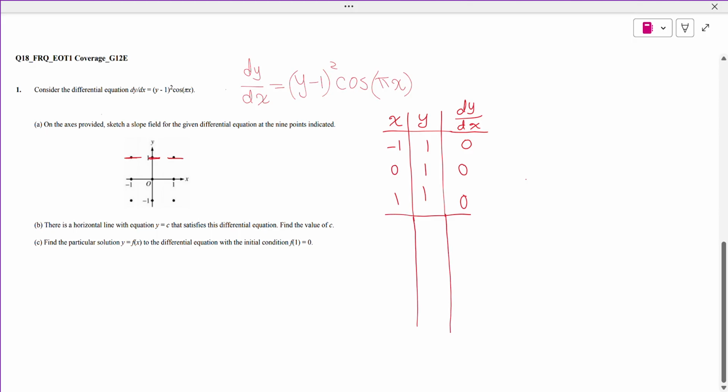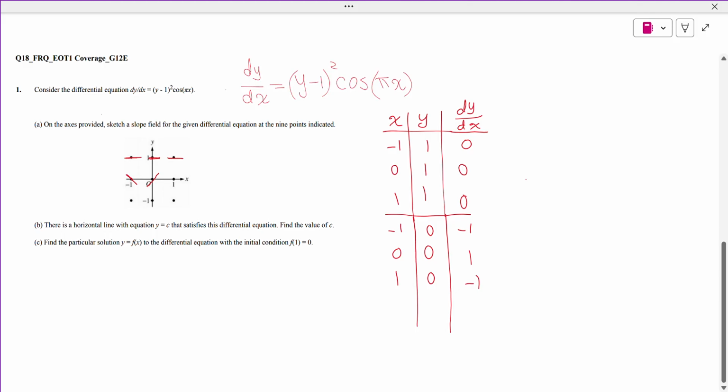doing it for the second row. We have negative 1 and 0. We have 0 and 0, and also 1 and 0. Substitute those values into the differential equation. You are going to get for the first one negative 1, and then 1, and then negative 1. So the slope of the tangent line at the point negative 1 and 0 is equal to minus 1. So it should be decreasing, right? And at 0 and 0, the slope is 1. And at 1 and 0, it's also negative 1.